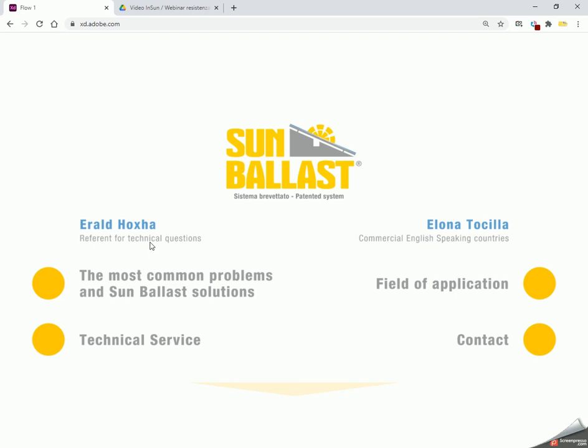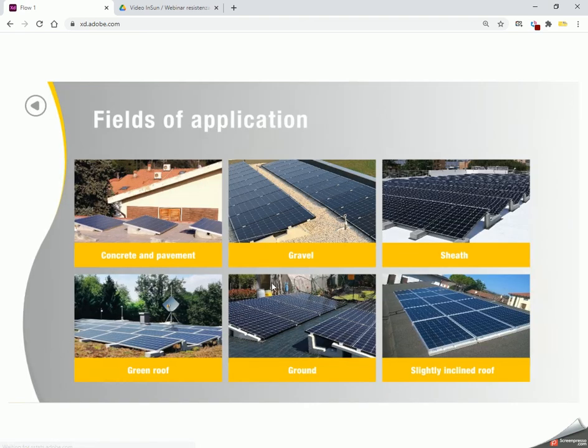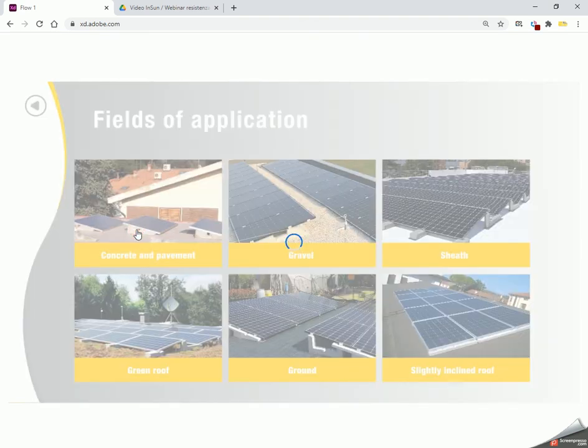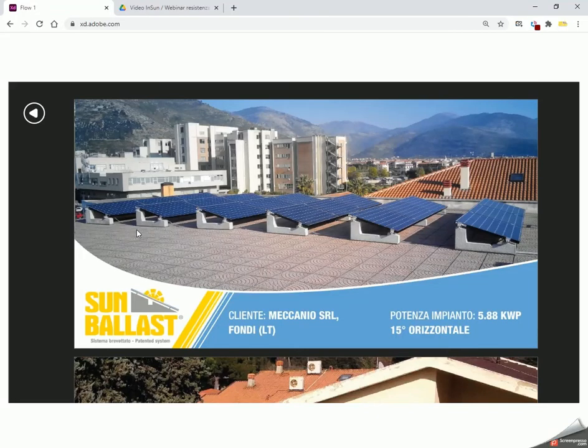Now let's talk more about the field of application. I just want to make clear where it's possible to use our ballast. Let's start from the first one. The fields of application is an ever-current subject because I receive requests every day from our clients or from someone interested to ask me if ballast can be positioned on one type of surface rather than the other. So some ballast can be laid on all the flat surfaces, on all the flat roofs, and by legislation, flat roofs have a slope that goes from 0 to 5 degrees.